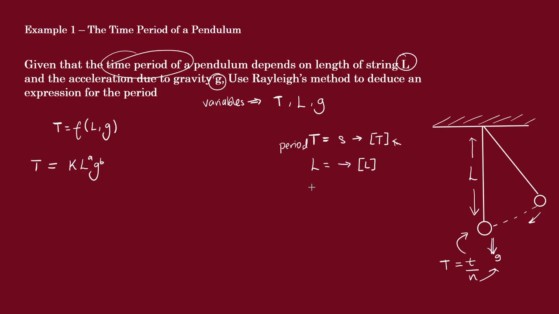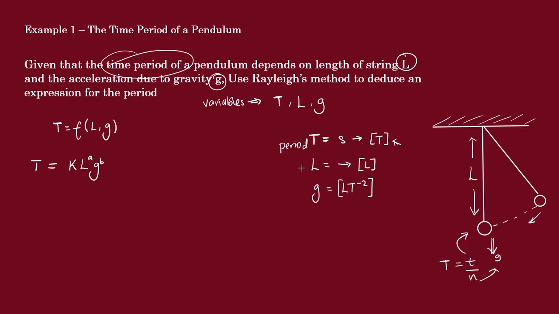Okay, and g is acceleration due to gravity. And you know, we're dealing with acceleration, so it's a length per time squared. Acceleration is the change in velocity over time, and velocity is change in distance over time. So you have a distance over time, okay? So that's the general idea. We know that the dimensions for acceleration are L per time squared. Okay, so we've established that.